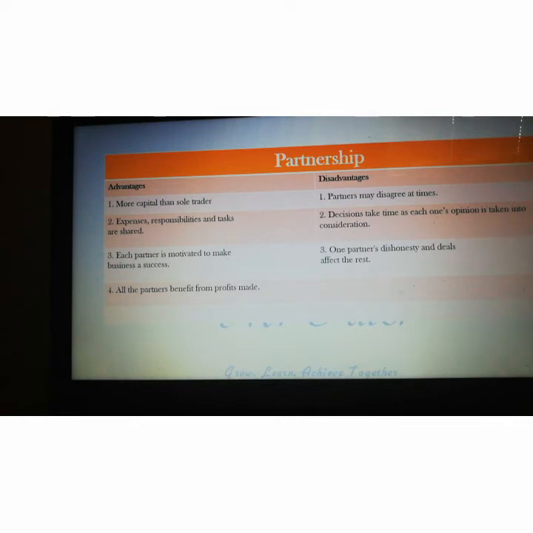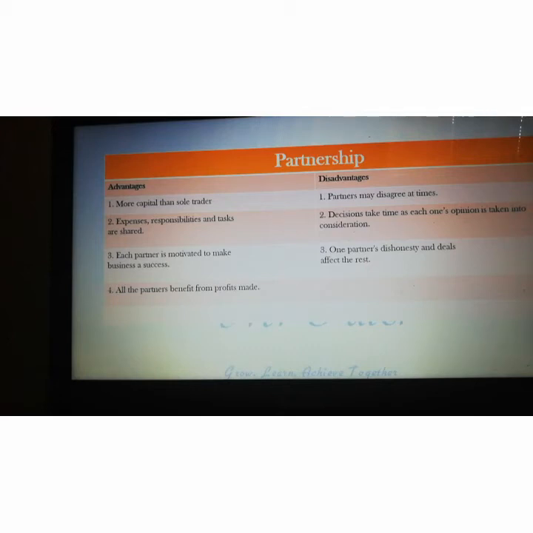The fourth advantage rather is that all the partners benefit from the profits made. So whatever money is made from there, all the partners benefit from the profits made. So obviously it would be wiser to share the profits amongst yourselves equally to avoid any clashes.